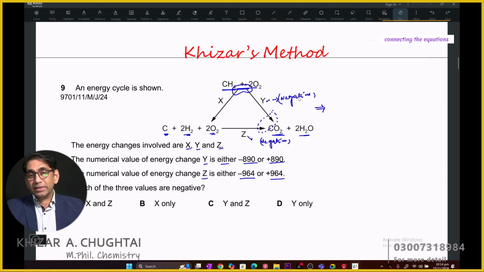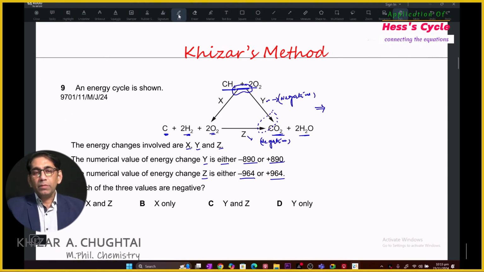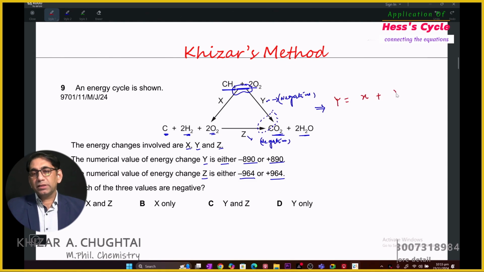And if Y is the resultant vector, then I'm going to apply the sum of vectors rule. So in this case, Y will be equal to X plus Z. I'm going to add all the other vectors, and their sum will be equal to Y. What is the value of Y? Y is negative, it is minus 890, and we are going to find the answer of X. What is Z? Z is minus 964.